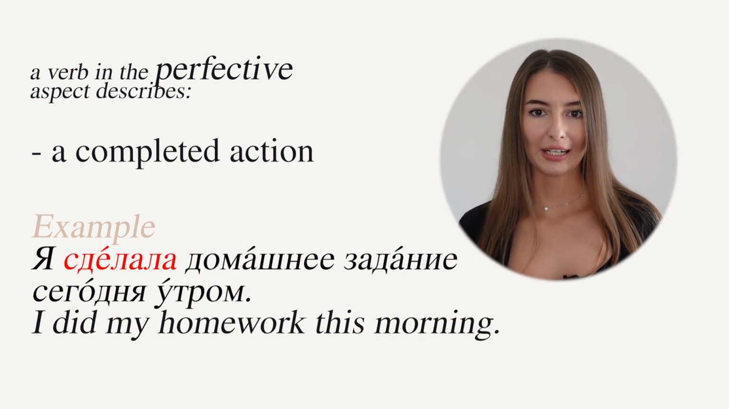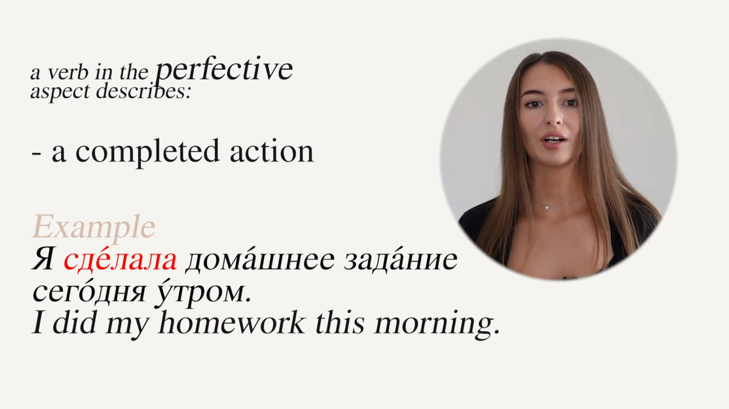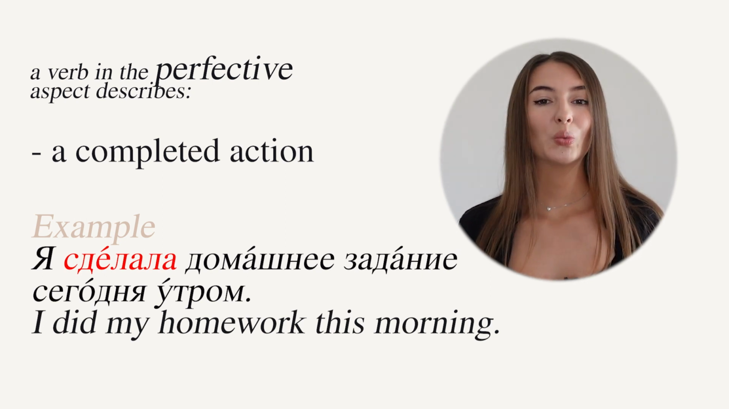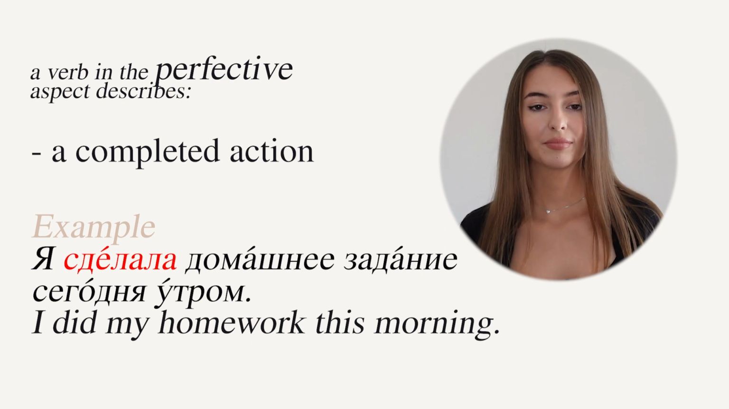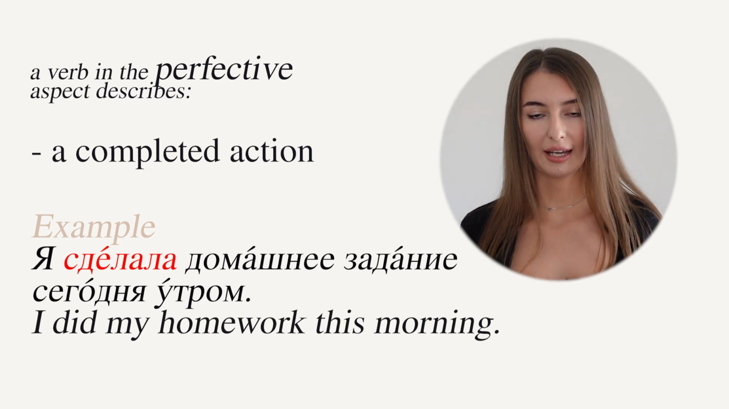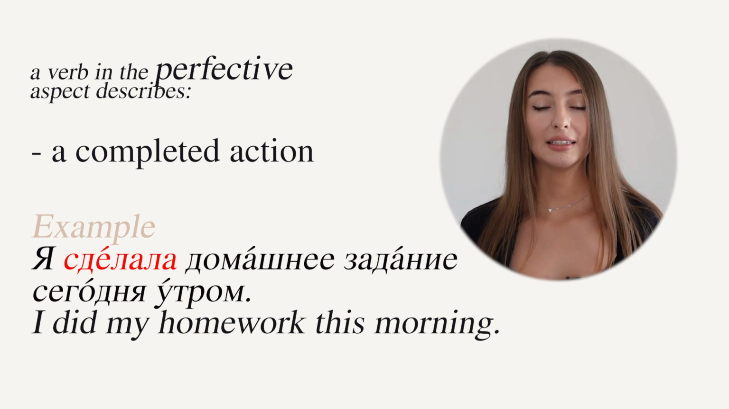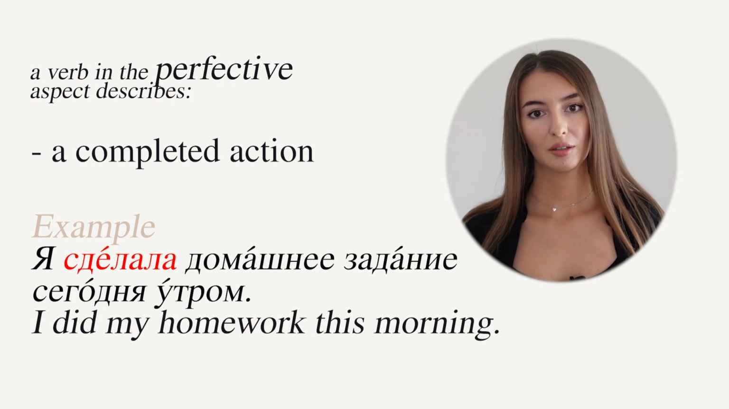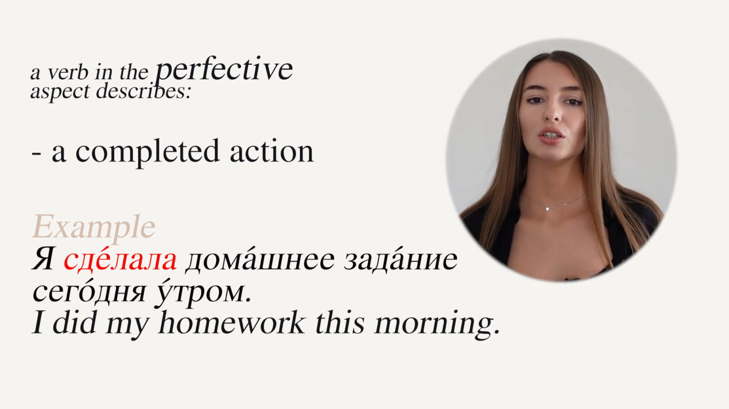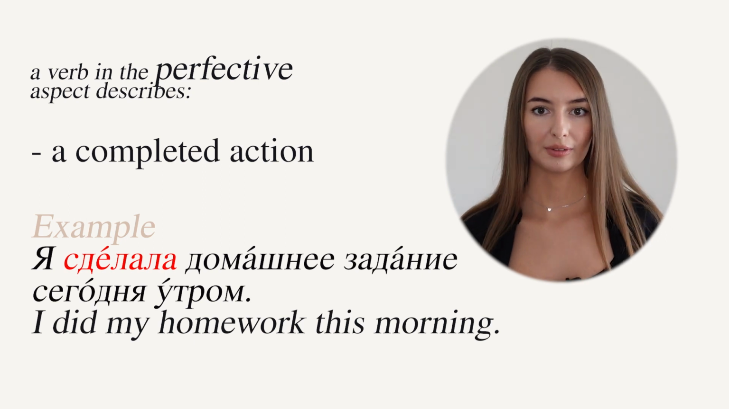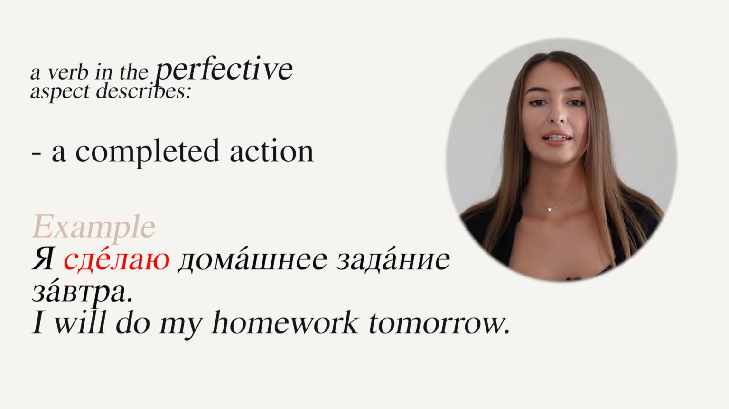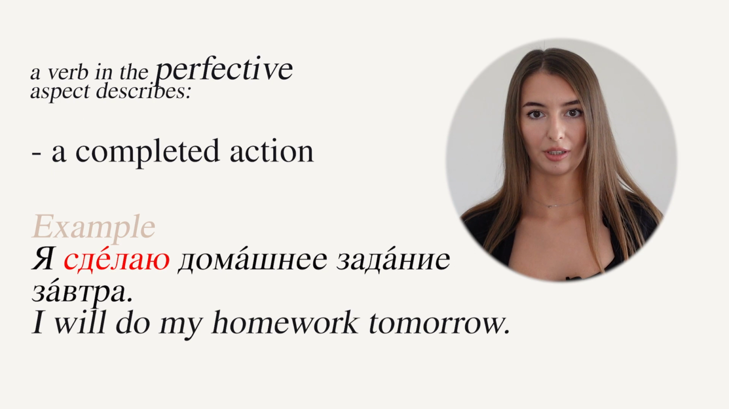The verbs in the perfective aspect are used to describe a completed action. It can be completed in the past or will be completed in the future. Я сделала домашнее задание сегодня утром. I did my homework this morning. We haven't looked at the past tense yet, but pay attention that we don't use the imperfective verb делать in this case, but the perfective verb сделать. Я сделаю домашнее задание завтра. I will do my homework tomorrow.